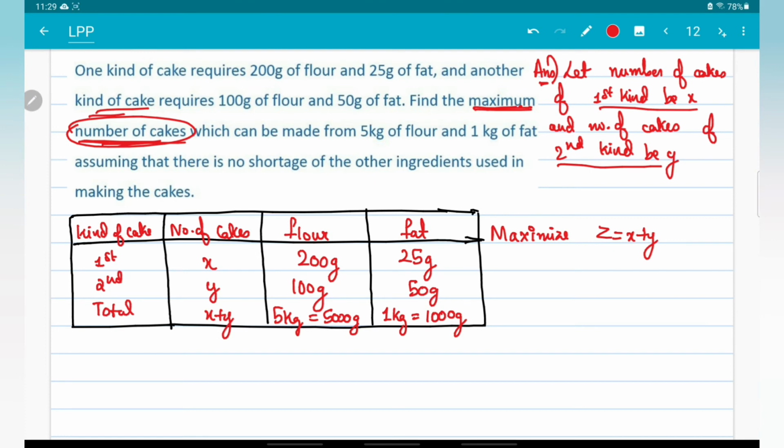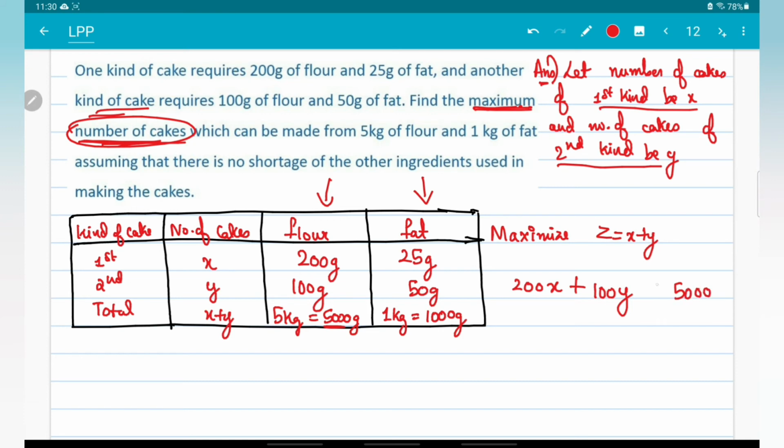Now our next step is to check for the constraints. So this column will give us our first constraint, and this will give us a second constraint. As you can see here, 5000 grams is the total flour that is given to us, from which 200 gram we are going to use for x number of cakes, and 100 gram we are going to use for y number of cakes. So we are going to write it as 200x, because 200 grams is used for those x cakes, plus 100y, because 100 gram of flour is used for those y cakes.